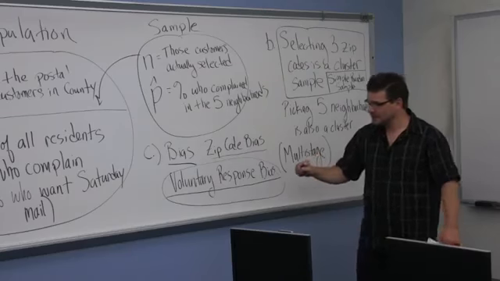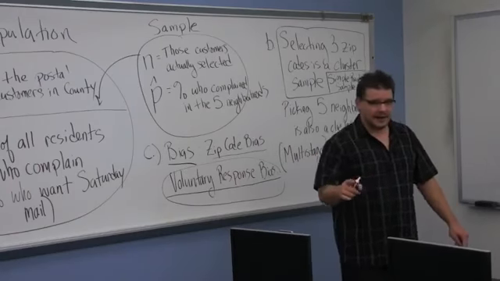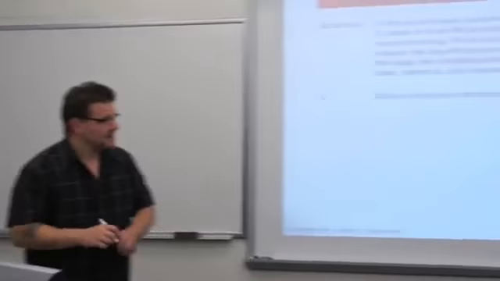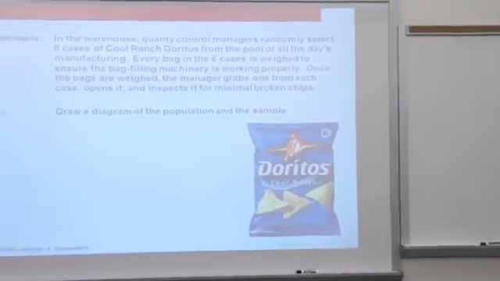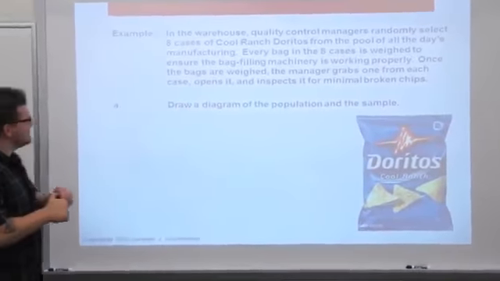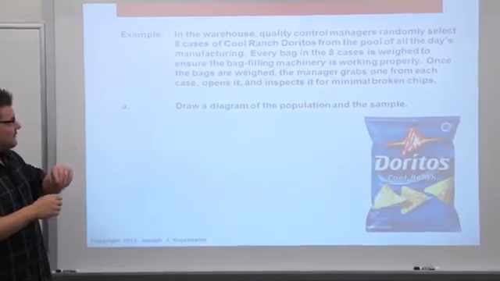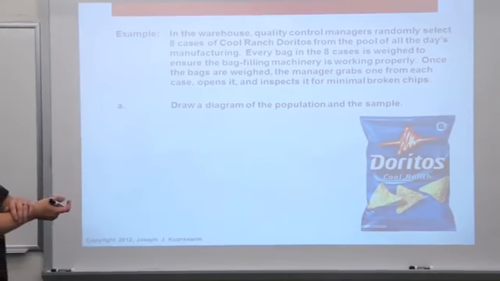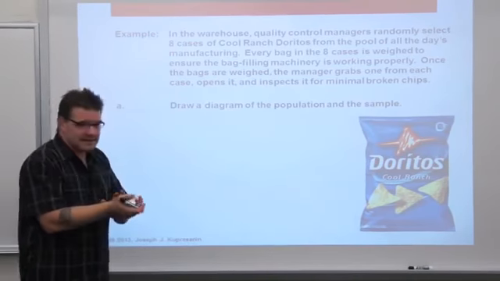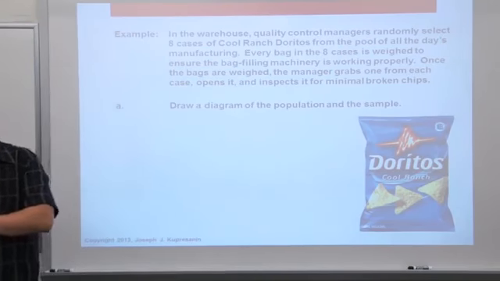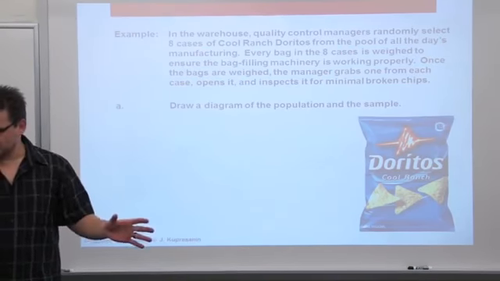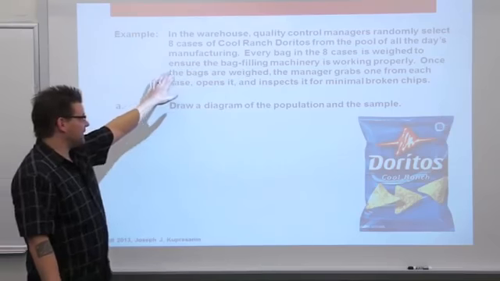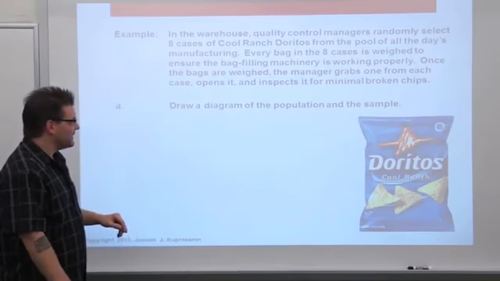All right. That's the first one. There is one more. We'll go back to the center slide here just to get that problem description. All right, so example 2 to wrap up this lesson, ways to sample data. In a warehouse, quality control managers randomly select 8 cases of Cool Ranch Doritos from the pool of all the day's manufacturing. Every bag in the 8 cases is weighed to ensure that the bag filling machinery is working properly.